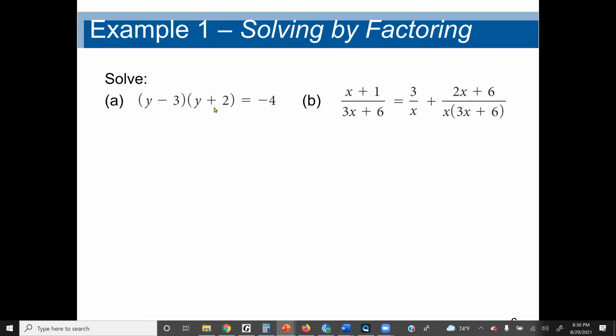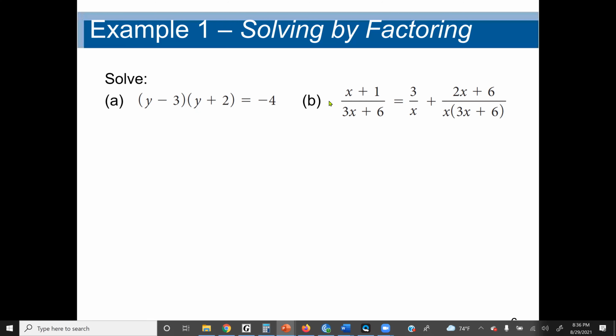This is a quadratic equation. Why? Because if we open the parentheses here, we are going to get y squared. The highest exponent will be 2, so it's a quadratic equation. Here we get y times y, which gives us y squared. Then y times plus 2 gives us plus 2y. Then minus 3 times y gives us minus 3y. Plus 2y minus 3y gives us -y. So we get y squared minus y minus 6, because minus 3 times 2 is minus 6. Again, the highest degree is 2, so this is a quadratic equation.